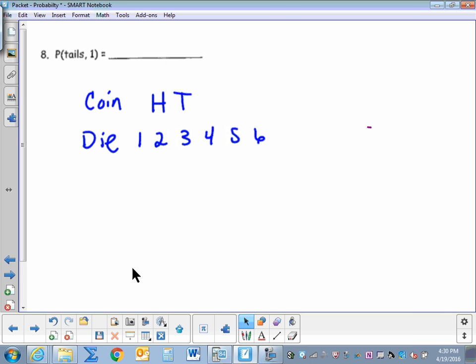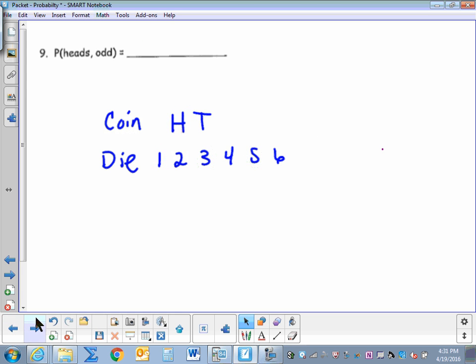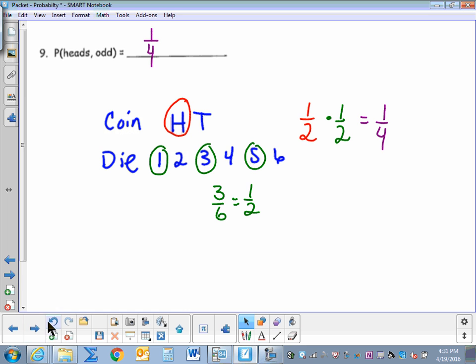So go ahead and calculate the probability of flipping a coin and having it come up on tails, and then rolling a die and getting the number 1. Again, that's 1/12. Number 9, what's the probability of flipping a coin and getting a heads, and then rolling a die and having it land on an odd number? That's 1/4.